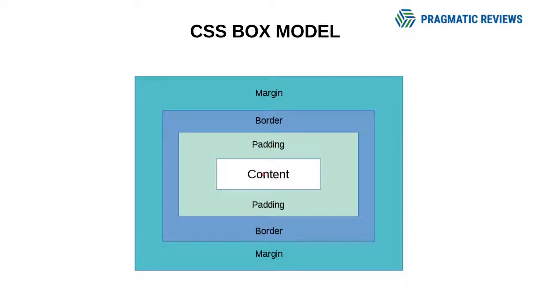So the content of the box is where the text, images, and videos will appear. Then we have the padding that clears an area around the content, and the padding is transparent. Then we have the border that goes around the padding, and then we have the margin that is also transparent and clears the area outside the border.